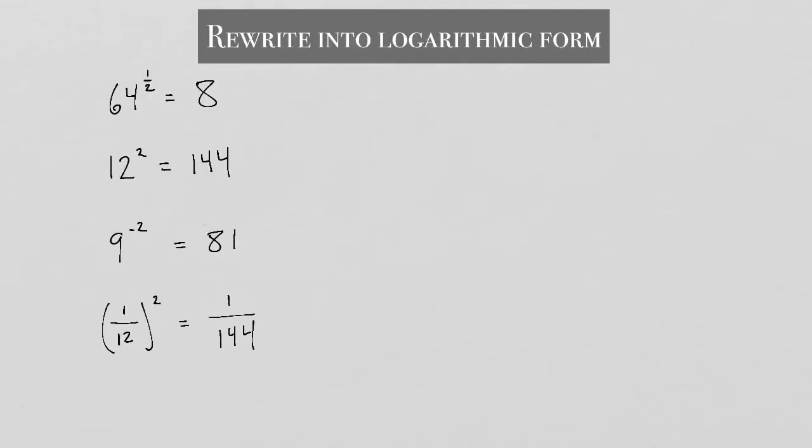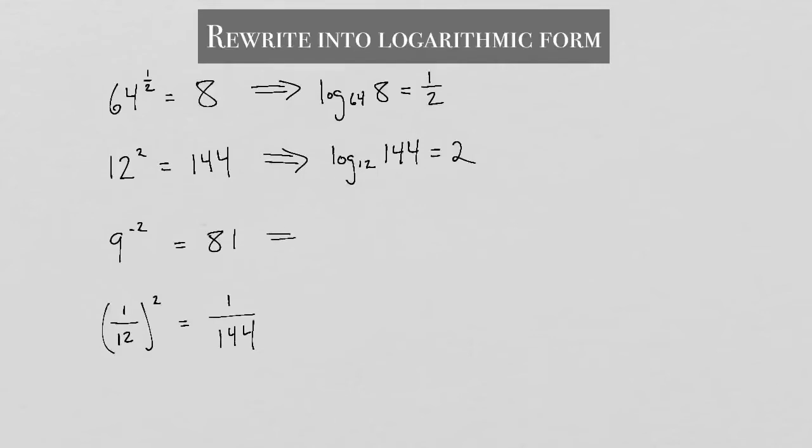Now we want to rewrite these exponential forms into the logarithmic form. So we're going in reverse of what we were just doing. Here we have base 64. We know this is the base, this is the exponent, this is what it's being raised to. So here's the base. We're going to say log base 64 of 8 equals 1/2. Okay, this next one, we have log base 12 of 144 equals 2.